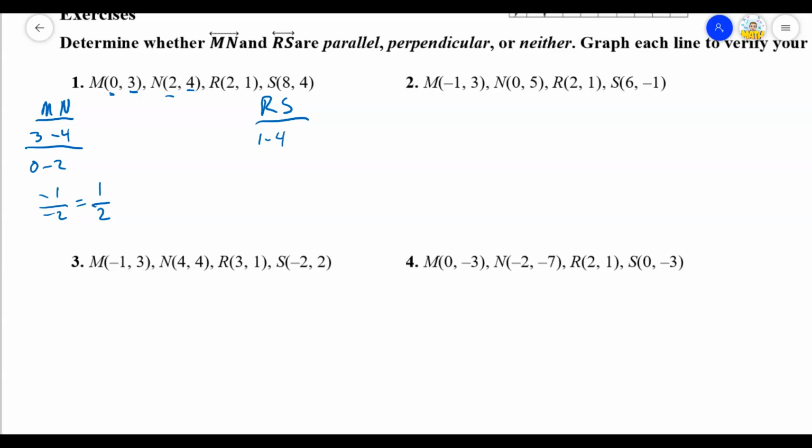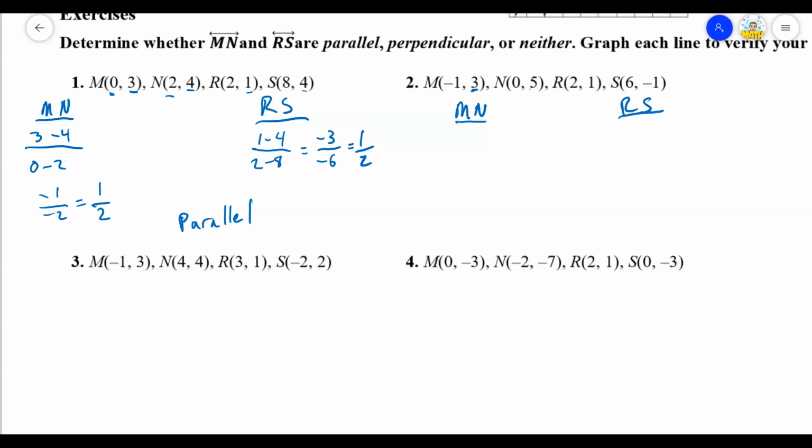1 minus 4, right? We subtract the 2 y's in the top, over 2 minus 8. So I have negative 3 over negative 6, which would simplify to positive 1/2. So our answer here is that these two lines would be parallel.